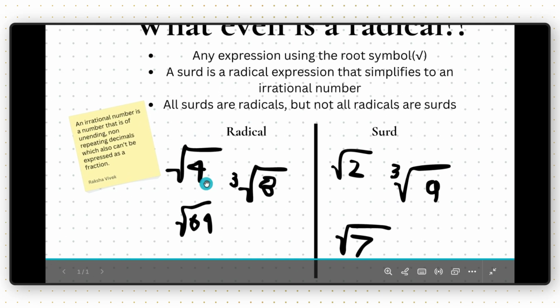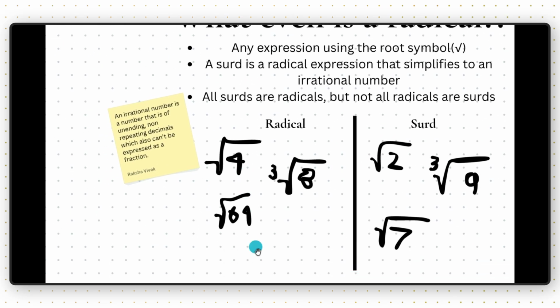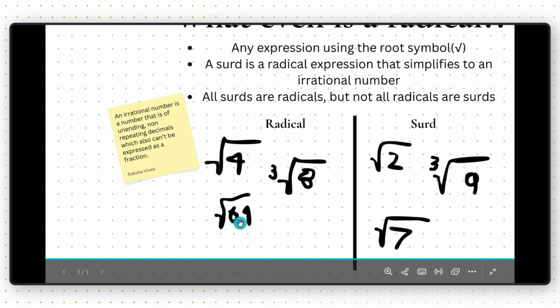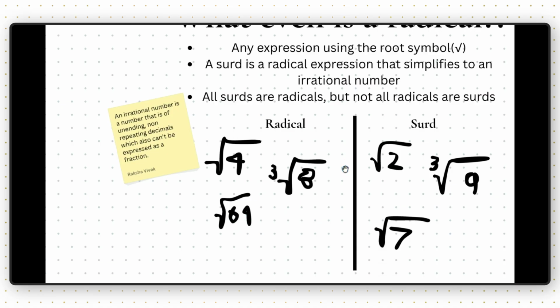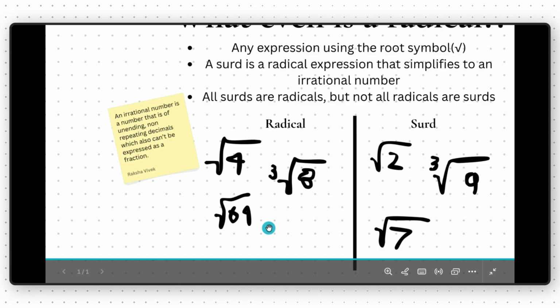So we have these examples of radicals. We have the square root of 4, the square root of 64, and the cube root of 8. Now, what do you think is common between all of these? Well, they all simplify to a rational number. So the square root of 4 and the cube root of 8 are both 2, and the square root of 64 is 8. So these all simplify to rational numbers.